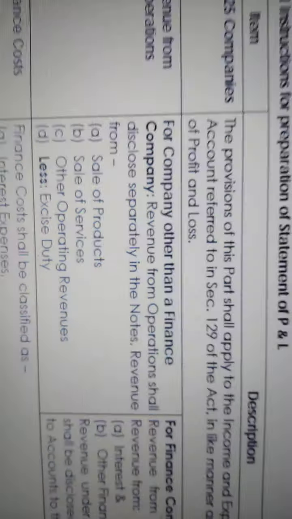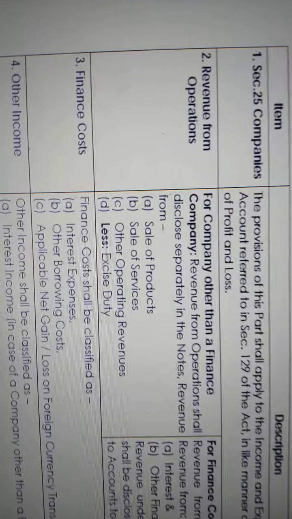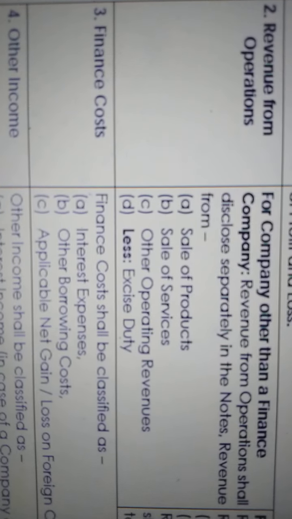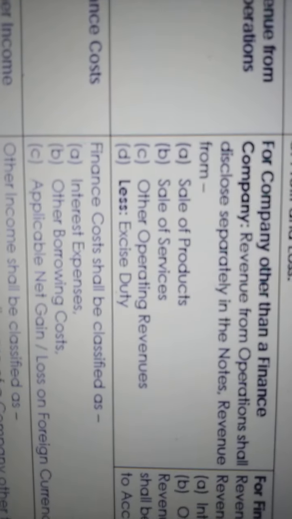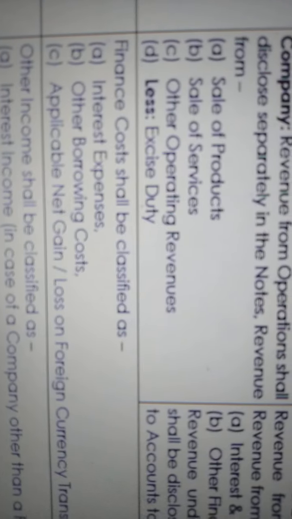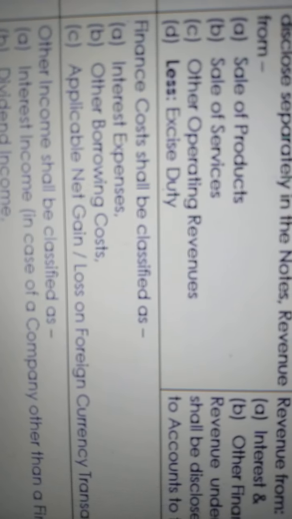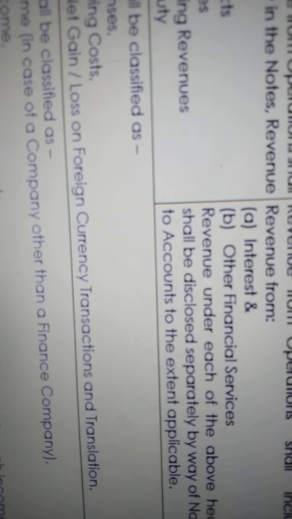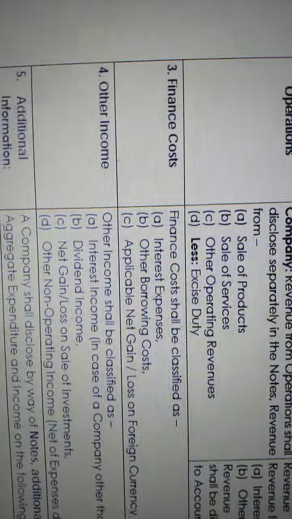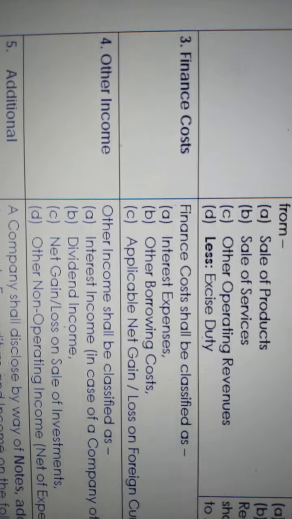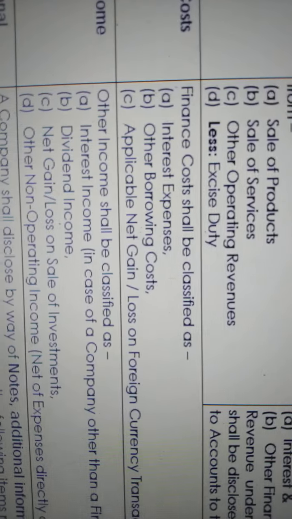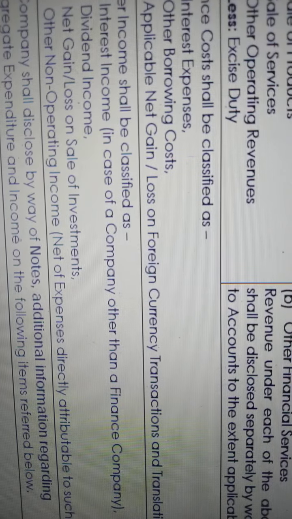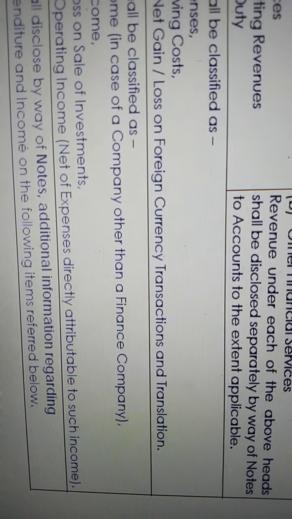So what is the next one? Finance cost. Finance cost means, as I said, if I borrow, I have to pay interest. Any other borrowing cost is also finance cost. It should be classified as interest expenses, other borrowing costs, and applicable net gain or loss on foreign currency transactions and translation. Next item, other income: interest income, dividend income, gain or loss on sale of investment, and other non-operating income, net of expenses directly attributable to such income.